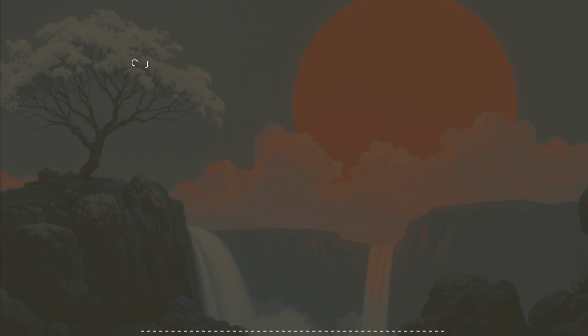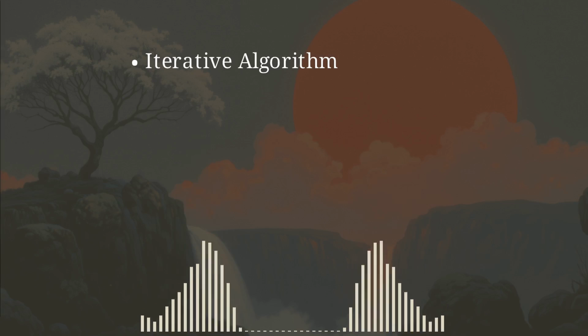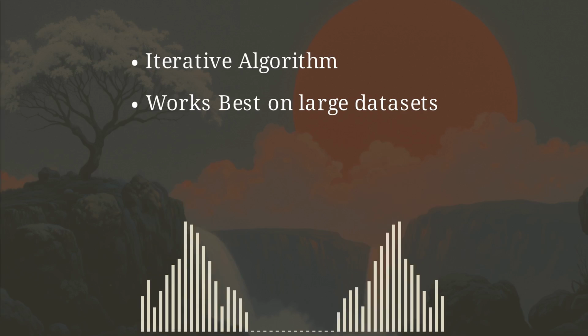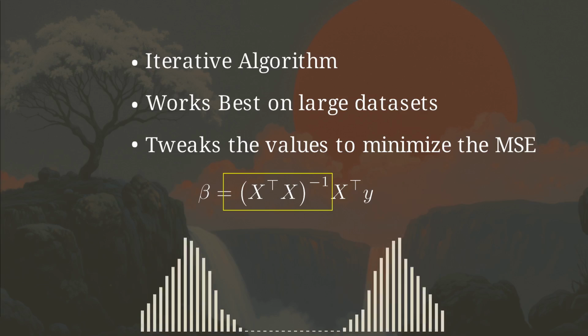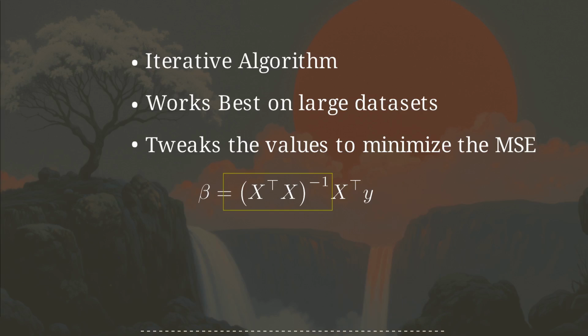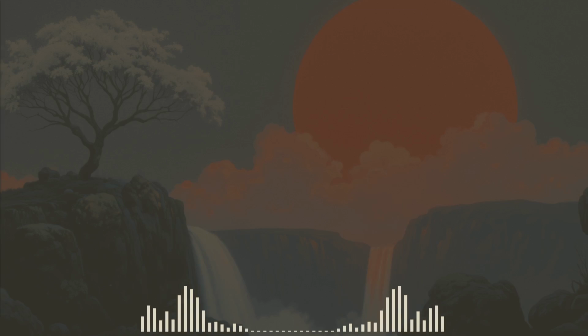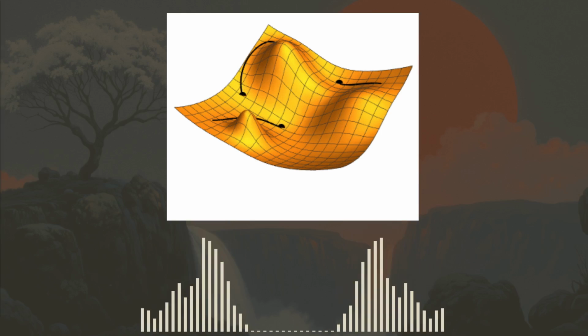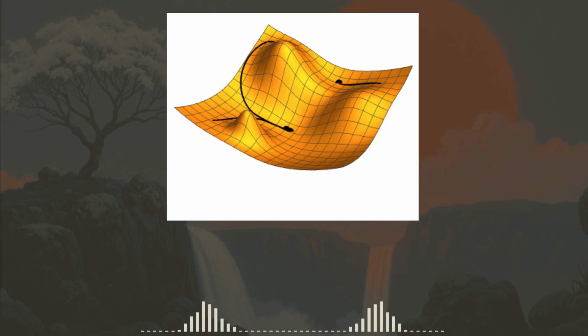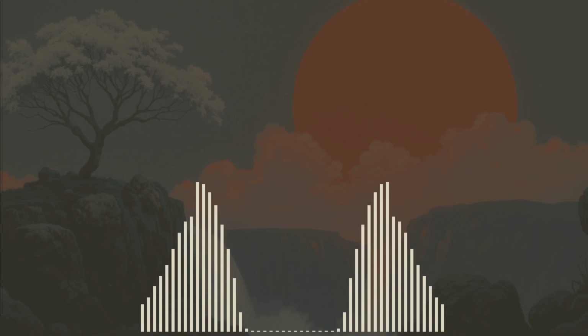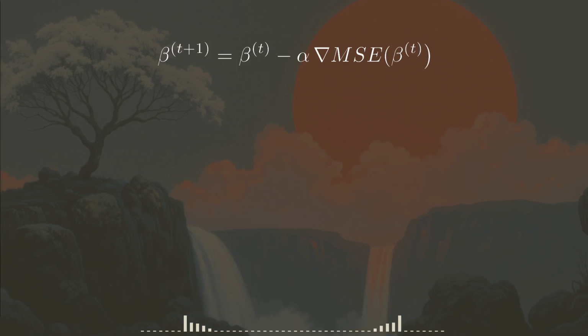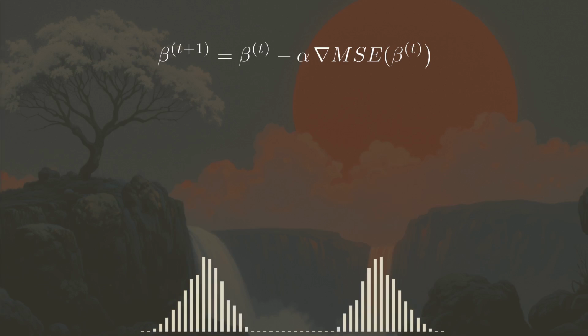So yeah, now gradient descent. This is an iterative algorithm. It's better suited for large datasets when calculating the inverse in the closed form is too expensive to deal with. It gradually tweaks the values of beta to minimize the mean squared error. So our goal is to estimate the coefficients to minimize the mean squared error. Gradient descent doesn't give you the solution instantly. It searches for it step by step based on the gradient of the loss function, which is just the partial derivative vector of the mean squared error.